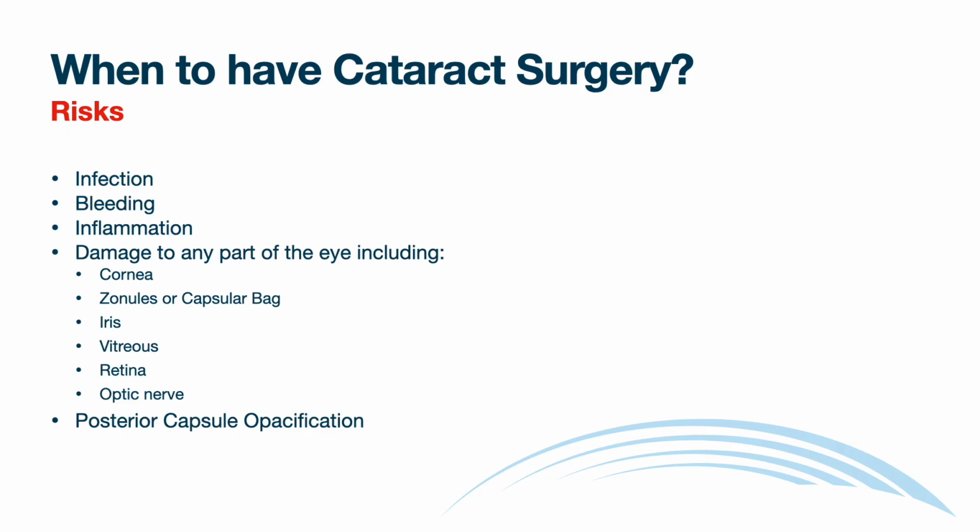This can include the cornea, the front part of the eye, which can affect vision or sensation. The zonules or the capsular bag may also be affected, which may limit our ability to place an intraocular lens or prevent complete removal of the cataract at the time of surgery. Damage to the iris may cause light sensitivity or change in appearance. Vitreous, retina, or optic nerve damage may affect vision and require further intervention with the retina specialist. Thankfully, though, severe or vision-threatening complications are extremely rare, especially in my experience.